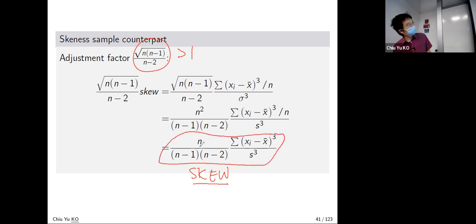So this is the one we usually use for calculation. The formula is n over (n minus 1) times (n minus 2), multiplied by the sum of the cubed deviations divided by the sample SD raised to the power 3. So this is the easier formula that we use.